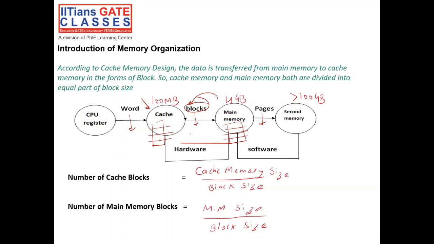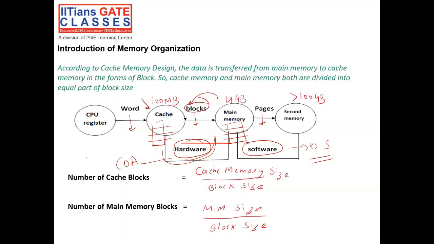The memory organization between cache memory and main memory is handled by hardware, and between main memory and secondary memory is handled by software, right? The hardware part comes under computer organization and architecture, and the software part comes under system software. So we divided our cache memory and main memory into equal parts of block size.